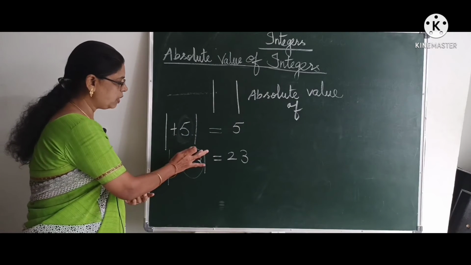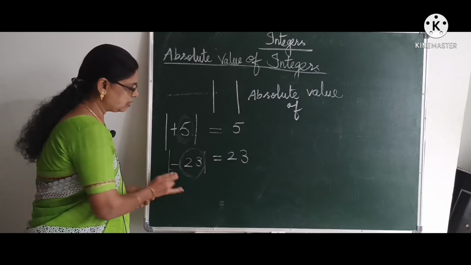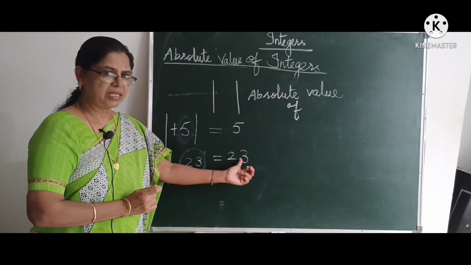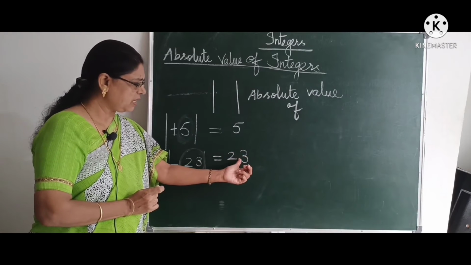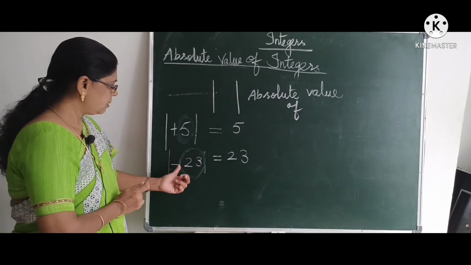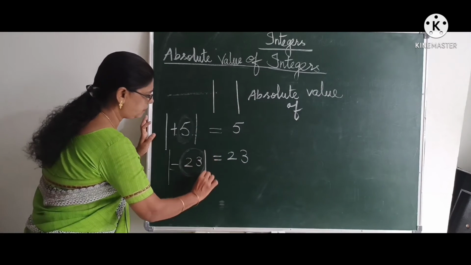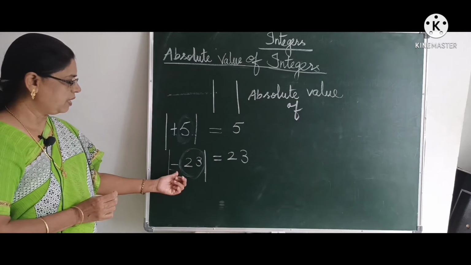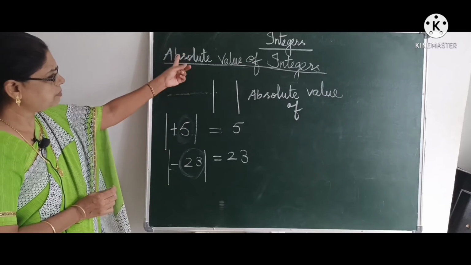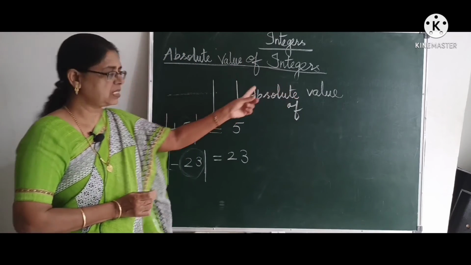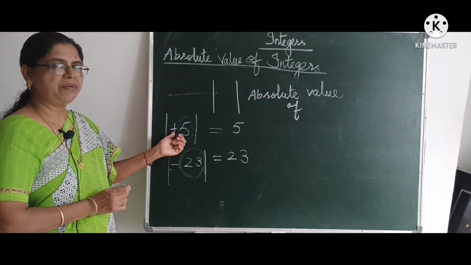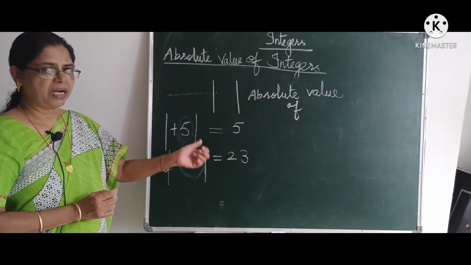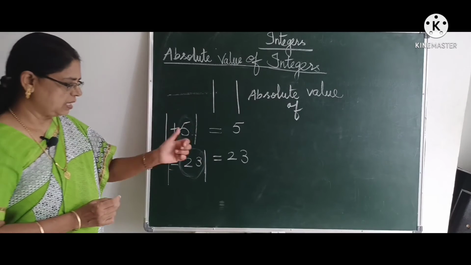What is the absolute value of minus 23? The absolute value of minus 23 is 23. Here 23 is greater than minus 23. That means the absolute value is greater than the given integer. The absolute value of any integer is either equal to the given integer or bigger than the given integer, but never less than the given integer.